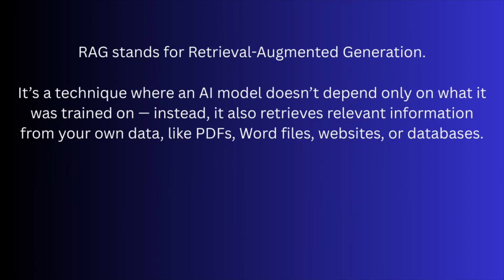So what is RAG? RAG stands for Retrieval-Augmented Generation. It's a technique where an AI model doesn't depend only on what it trained on. Instead, it also retrieves relevant information from your own data like PDFs, Word files, websites, or databases. So when you ask a question, the system first searches for the most relevant documents, extracts the useful parts, and then gives that to the LLM to generate an accurate and context-aware answer. This means the model can give factual, updated, and custom answers based on your data.